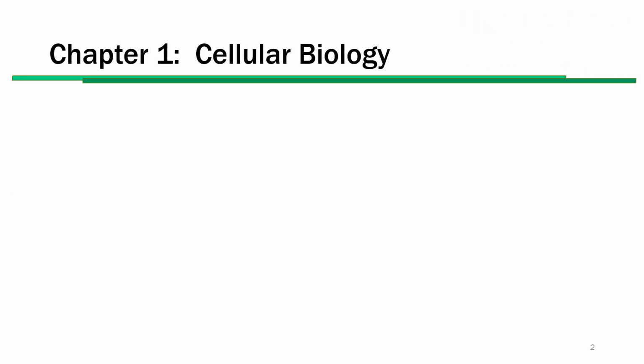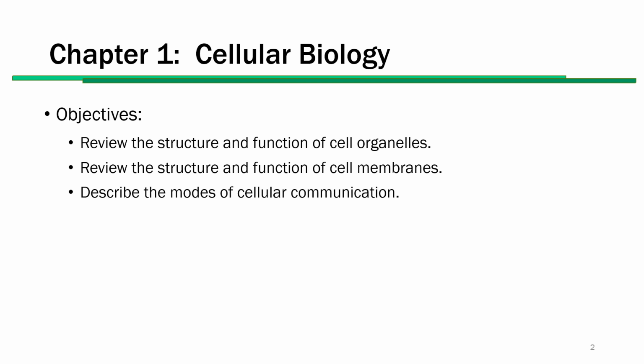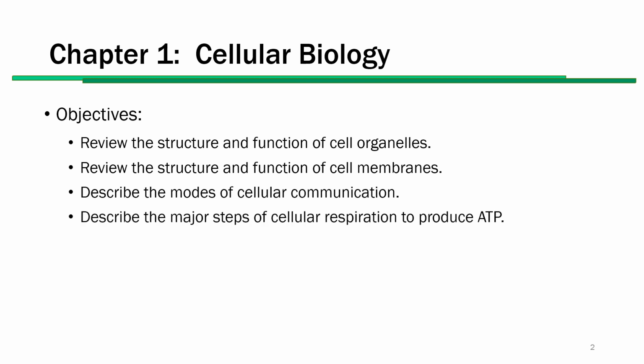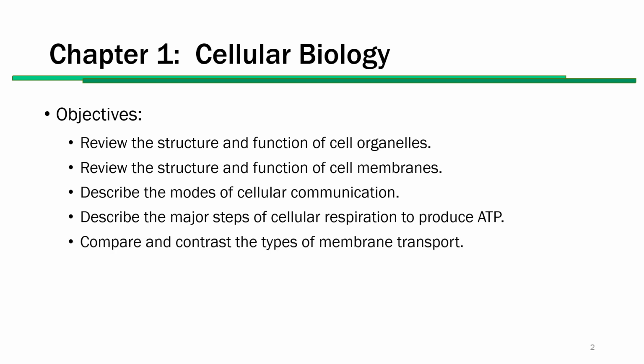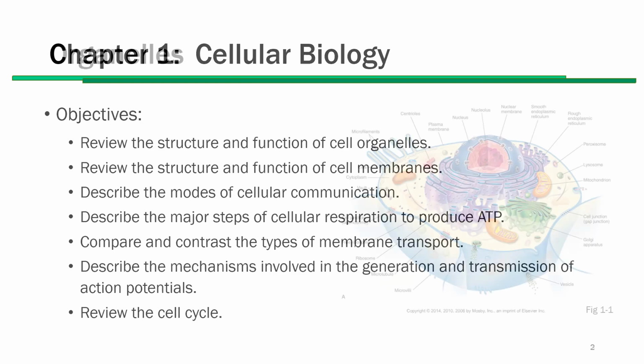In this first unit, we're going through chapters 1 and 3. So it's mostly a review of cellular biology. Our objectives for chapter 1 will review the structure and function of cell organelles. We'll review the structure and function of the cell membranes. We'll describe the modes of cellular communication. We'll describe the major steps of cellular respiration to produce ATP. We'll compare and contrast the types of membrane transport. We'll describe the mechanisms involved in the generation and transmission of action potentials, and we'll review the cell cycle. So we'll jump right in looking at cells.